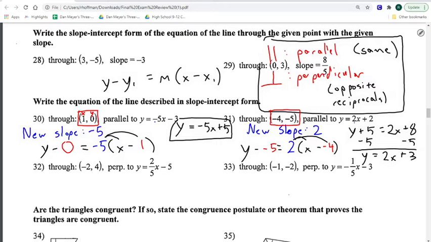So now let's look at some perpendicular ones. When they're perpendicular, this is when we want to change our slope and have them be opposite reciprocals. Change our sign, flip our fraction. So we actually need to do something for this new slope. Now that we're perpendicular, we actually need to change it, and we are going to have a brand new slope.